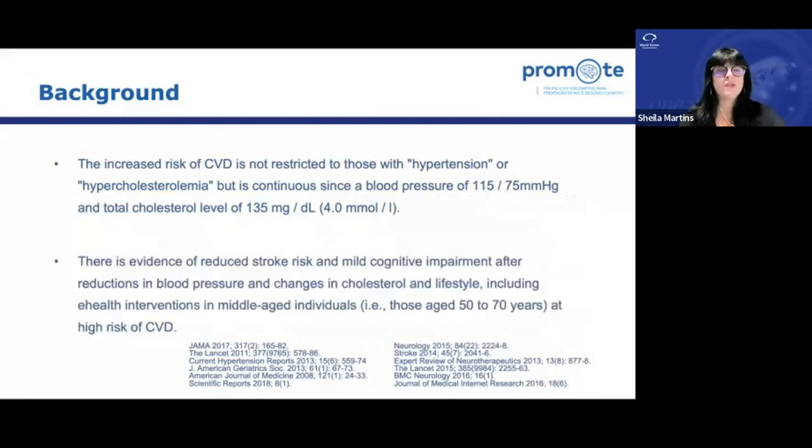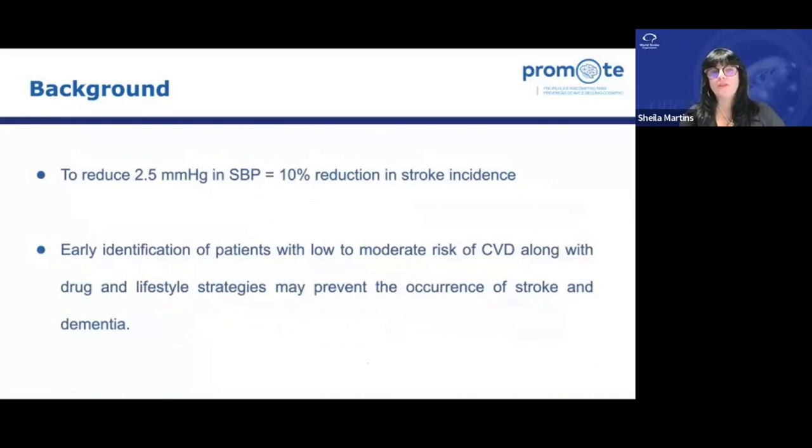There is evidence of reduced stroke risk and mild cognitive impairment after reductions of blood pressure and changes in cholesterol and lifestyle, including e-health interventions in middle-aged individuals at high risk of cardiovascular disease. Reducing systolic blood pressure by 2.5 millimeters of mercury can reduce stroke incidence by 10%. Early identification of patients with low to moderate risk of cardiovascular disease, along with drug and lifestyle strategies, may prevent the occurrence of stroke and dementia.